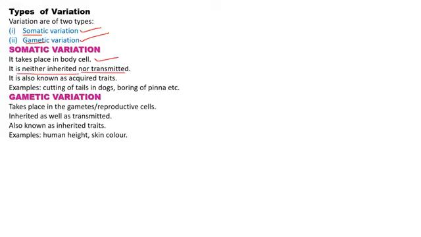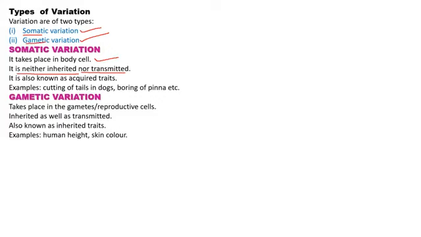Somatic variation: suppose because of a lot of exercise a person has made good muscles, six-pack muscles, but it doesn't mean that his child will have those six-pack muscles, right? Because that is a somatic variation. He has made certain changes in his body.